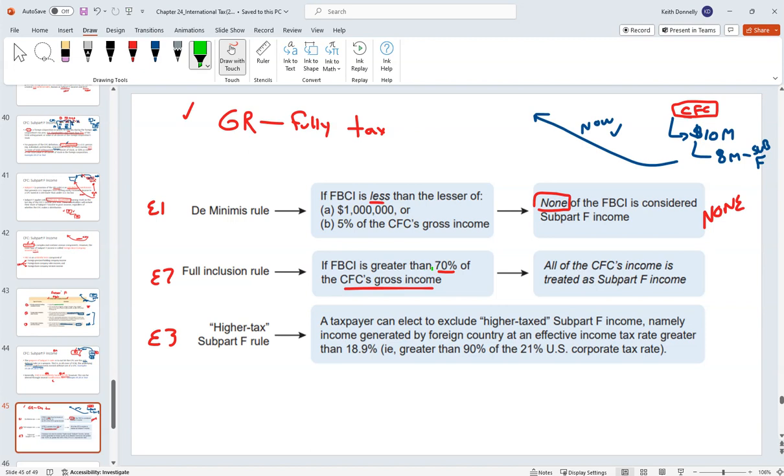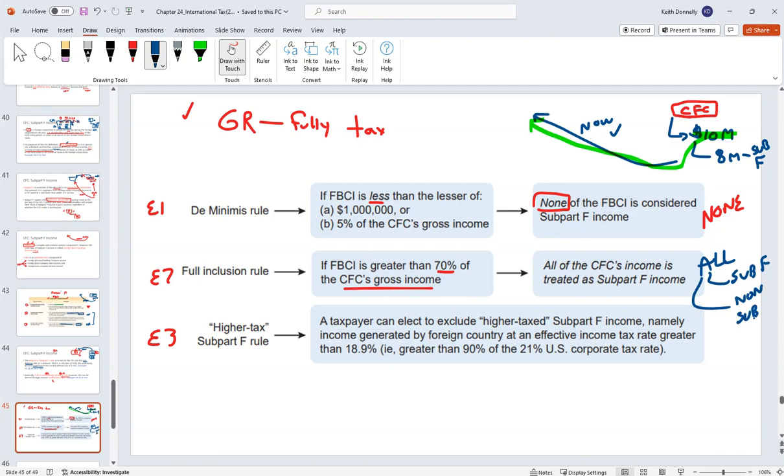However, because your foreign-based company income, your subpart F income, is greater than 70% of your gross income, the 10 million, we're bringing back all 10. This whole shooting match, that is to say your subpart F and your non-subpart F income, is fully taxable. So this is all subpart F and non-sub F. Because essentially you're using this CFC as a shell company almost.